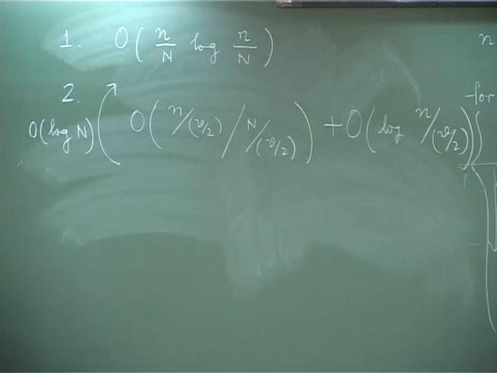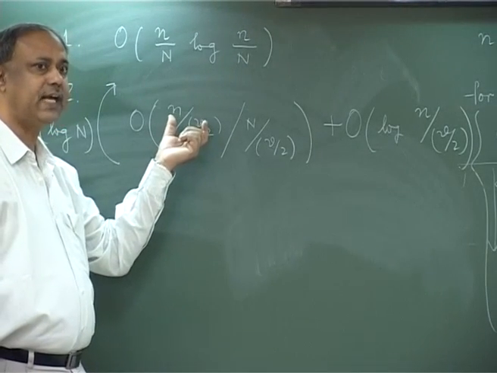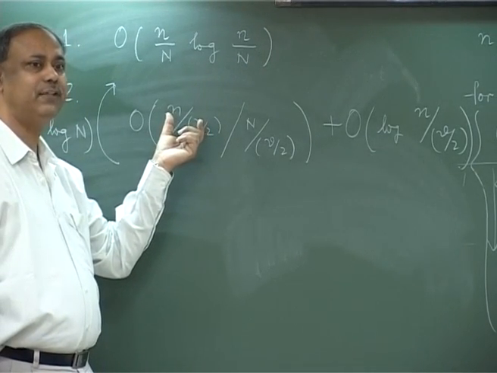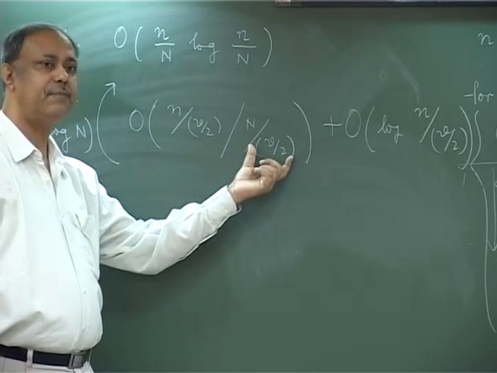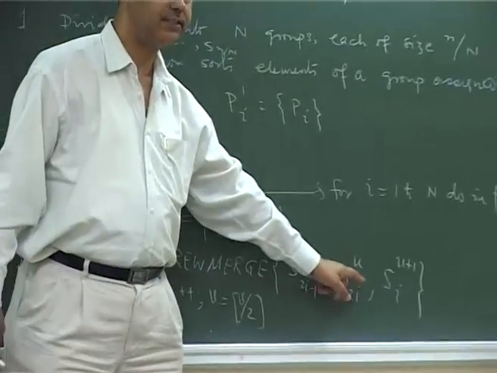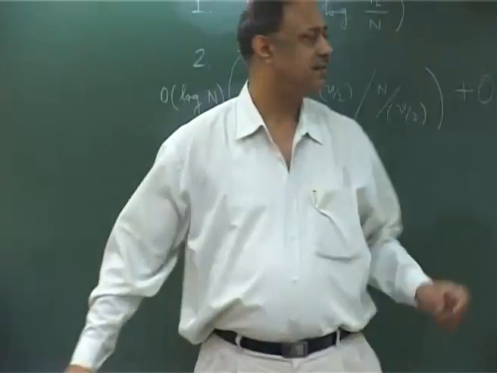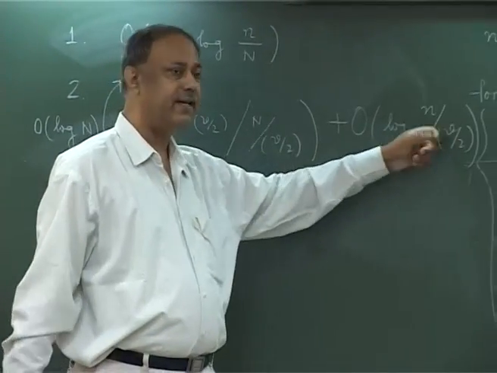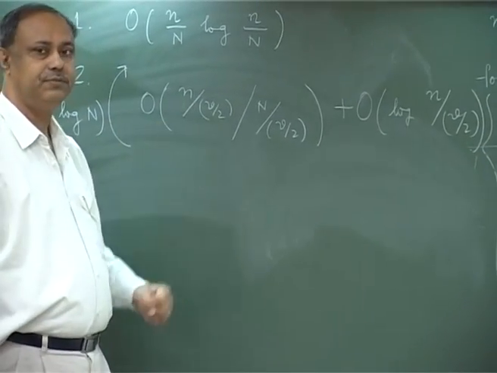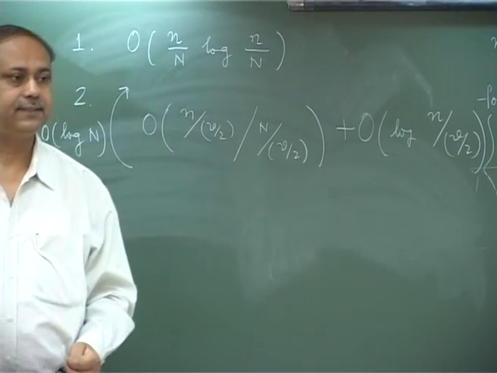So this is the thing I am writing. This is small n because this is the size of the elements in the sequence. This is the number of processors you have employed. This is the size of the sequence. So n by N plus order log n. N is your n by 2.